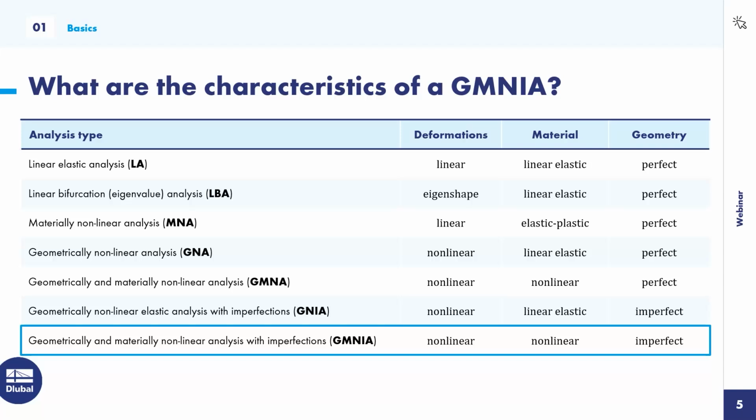So, first of all, I would like to reiterate the key points of a GMNEA. This type of analysis is characterized by an assumption of nonlinear deformations, usually taking into account large deformations and large rotations, which are generally described as third order theory, and also this is the option that you find for this in our software. Then we also have to consider nonlinear material behavior and an imperfect geometry. The aim of a GMNEA is to consider all relevant influences on the load-bearing behavior explicitly in the model and to reproduce its behavior as realistically as possible.